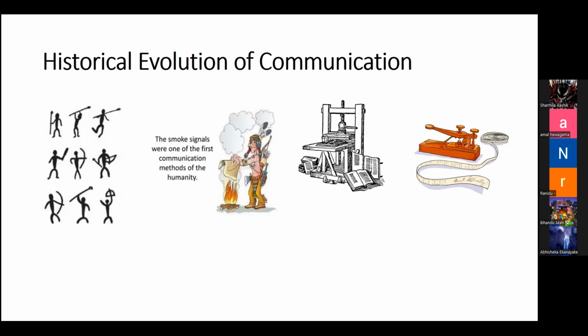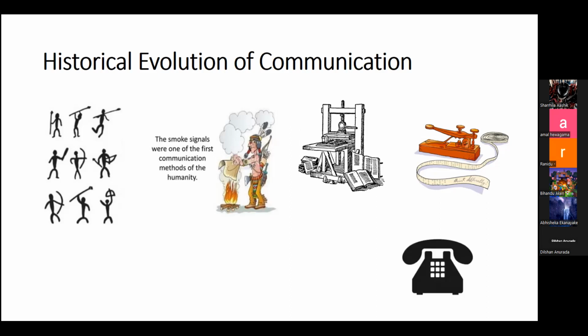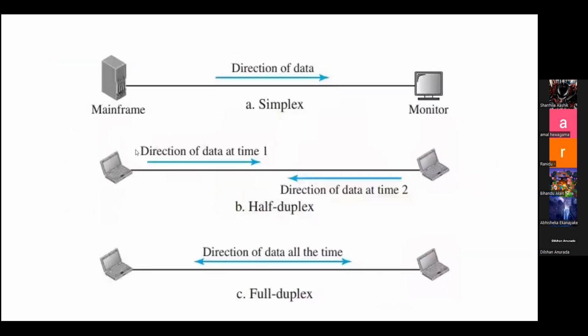And then we moved on to the telephone, right? Alexander Graham Bell invented the telephone and opened up a whole new world of communication, right? And that was back in 1876, a long time ago. And that changed everything, right? And from then on, I think in the 1970s, the internet was born, and that changed everything.